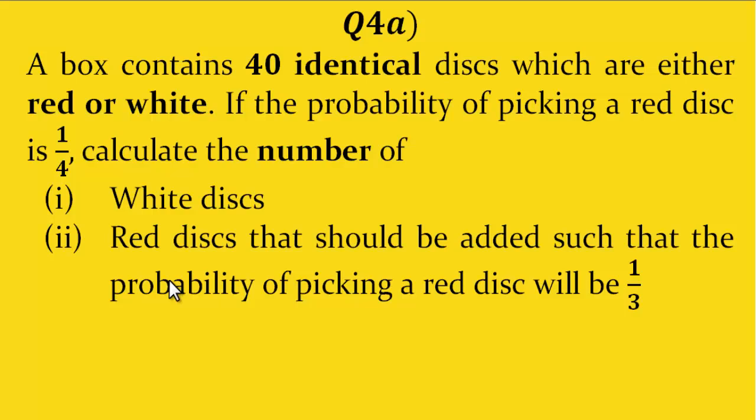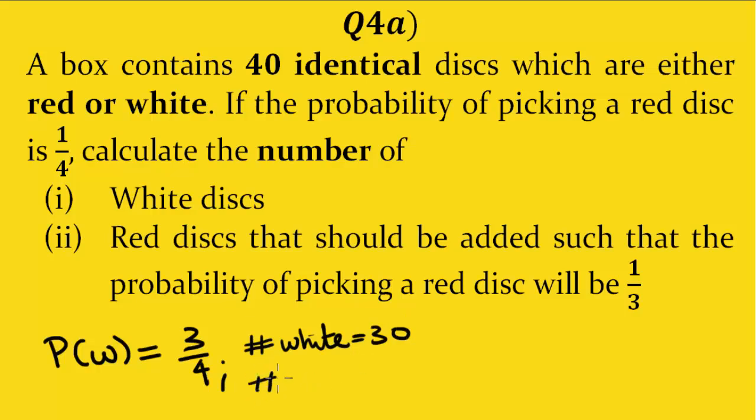So before I answer question 2, let me just highlight what we know so far. We know that the probability of picking a white disk is 3/4. And we know the number of white disks is 30, and the number of red disks is 10. That's what we know so far. We have a situation where they're saying calculate the number of red disks that should be added to the box such that the probability of picking a red disk will be 1/3.